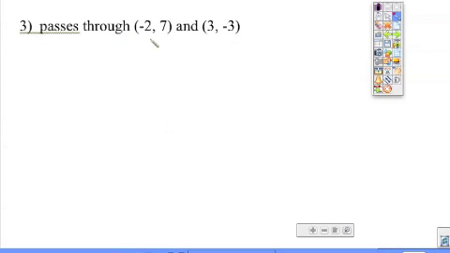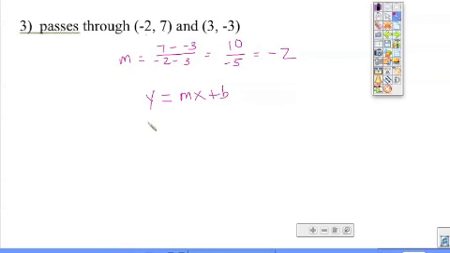Number 3, I'm given 2 points instead of a slope. All that means is I need to figure out what the slope is and do this like example number 1. The slope would be 7 minus negative 3 over negative 2 minus 3, which gives me 10 over negative 5, which is a slope of negative 2. So if I write that in slope-intercept form, y equals mx plus b, in goes my slope of negative 2, and all I have left to find is the y-intercept.